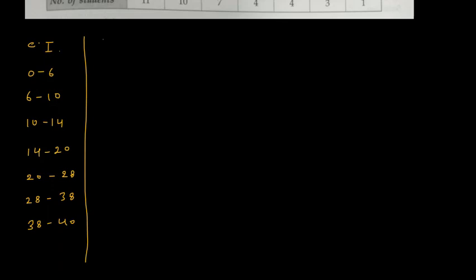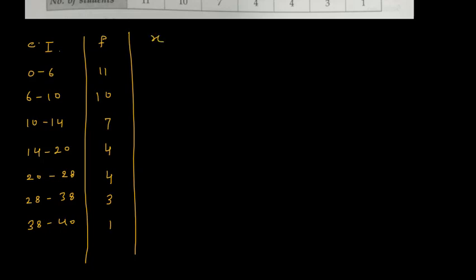Number of students, that is frequency, is given: 11, 10, 7, 4, 4, 3, 1. This is frequency. We have CI, we have frequency. Now we will find the mean value, that is x.